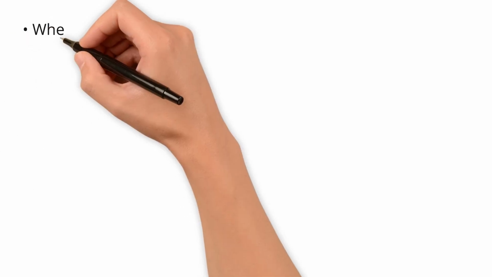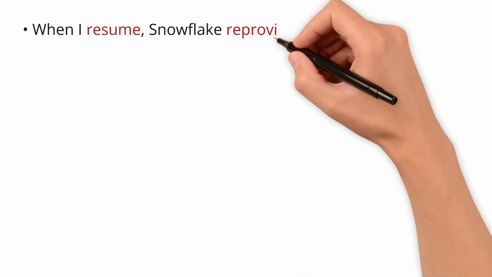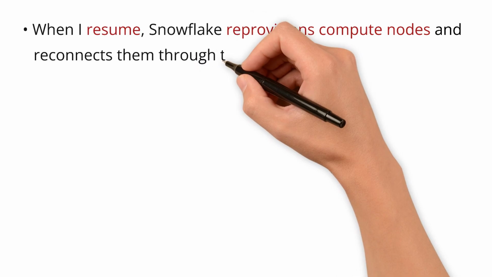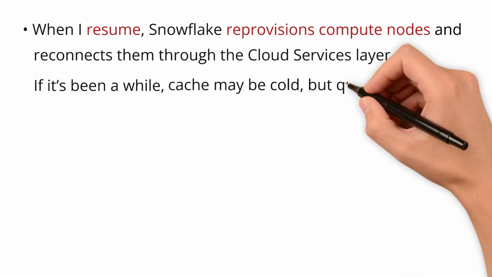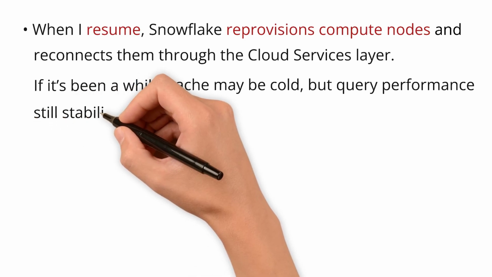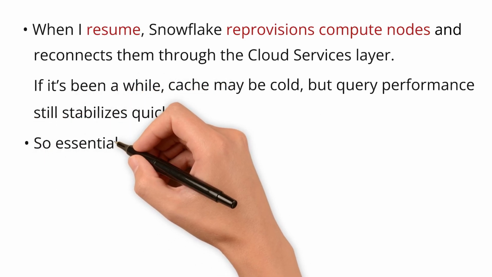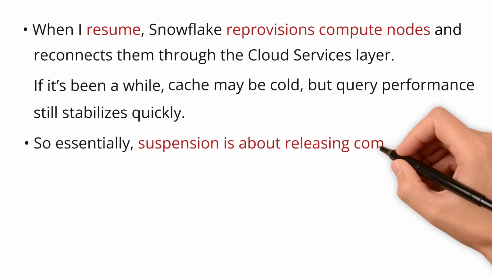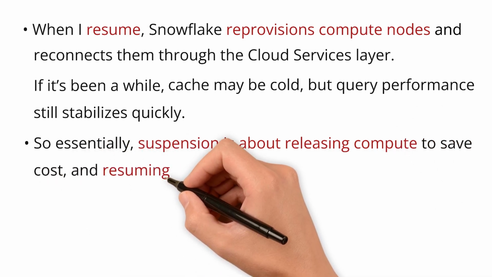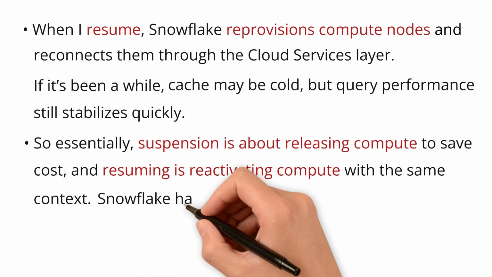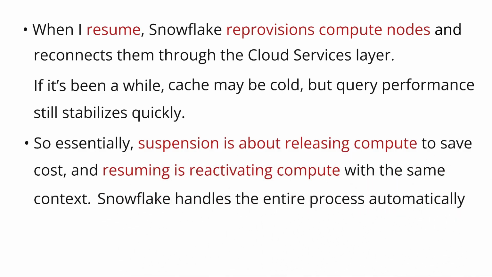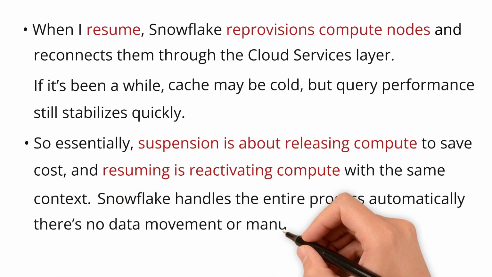When I resume, Snowflake reprovisions compute nodes and reconnects them through the cloud services layer. If it's been a while, cache may be cold, but query performance still stabilizes quickly. So essentially, suspension is about releasing compute to save cost, and resuming is reactivating compute with the same context. Snowflake handles the entire process automatically. There's no data movement or manual overhead.